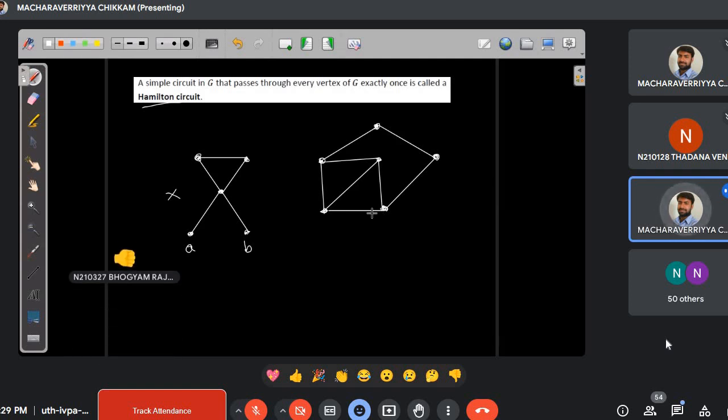How about this graph? Does it have a Hamilton circuit? Okay. So let me name these vertices as 1, 2, 3, 4, 5, and 6. Tell me the simple circuit here which passes through all vertices of the graph exactly once. Let me start with 5. Suppose I start with 5, then you can come to 6, then to 2, then to 1, then 1 to 4, then 4 to 3, and again you will come back to 5.